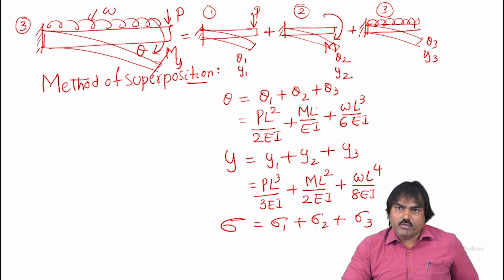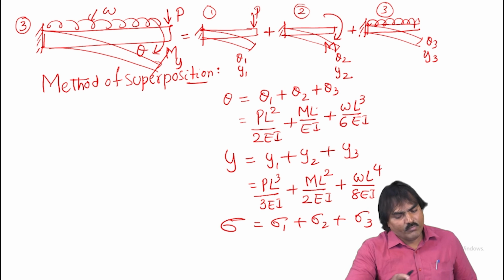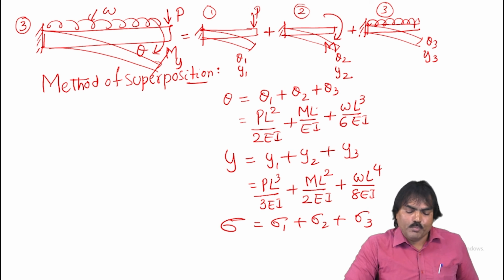So this way, when the structure is subjected to complex loads, we can find the resultant slope and deflections by the method of superposition.